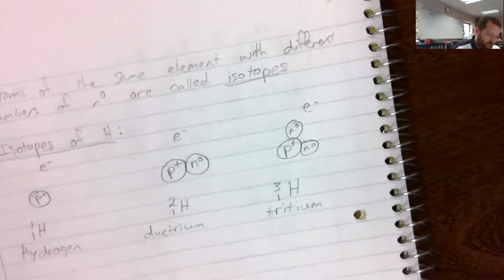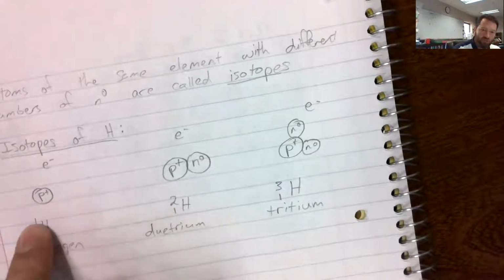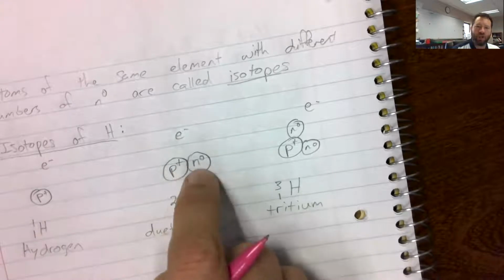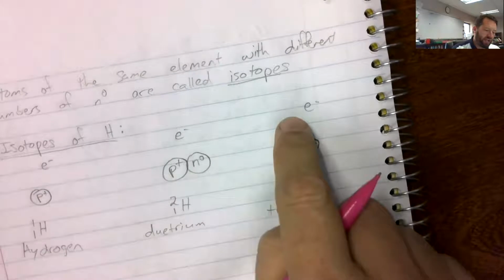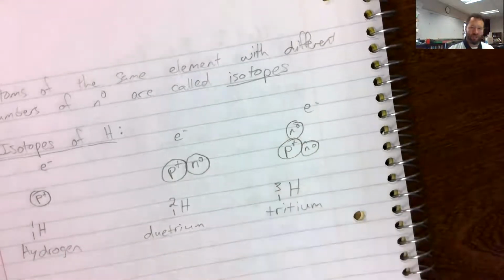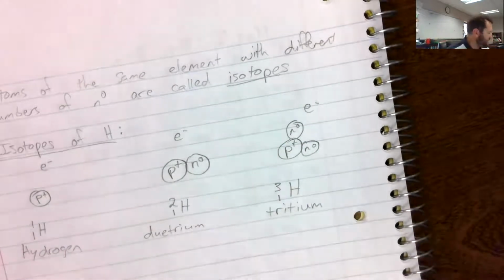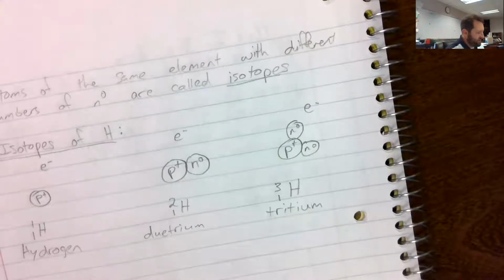All right, so taking a quick look at these symbols, 1 proton and 0 neutrons has just the 1 there. 1 proton and 1 neutron has the 2. 1 proton and 2 neutrons has the 3. So hopefully you're kind of recognizing the pattern and why the pattern is as it is.